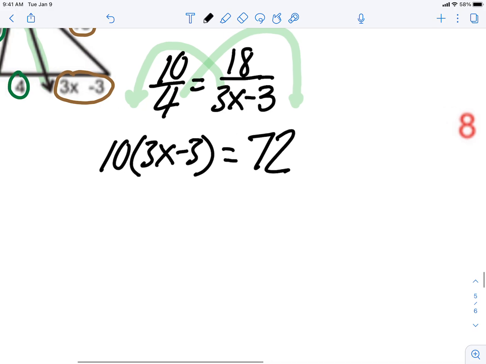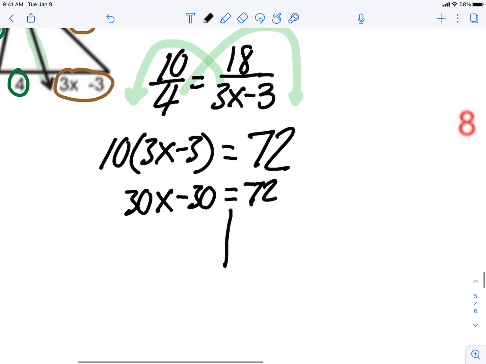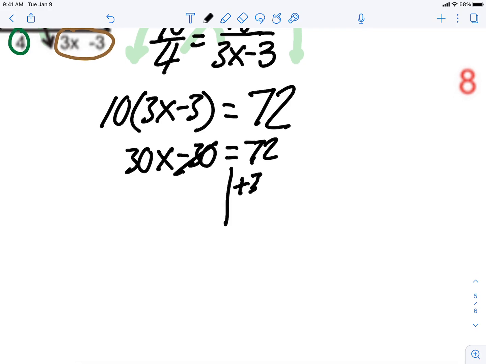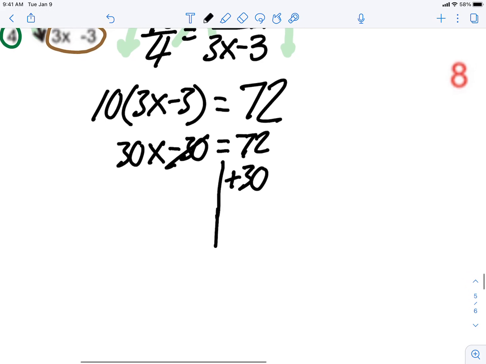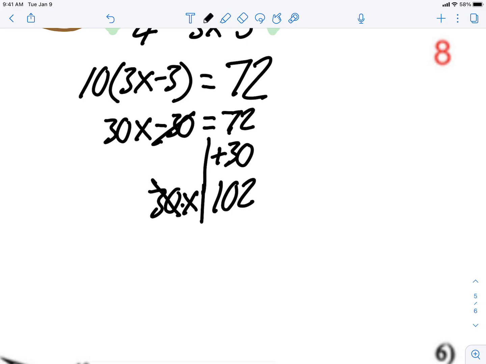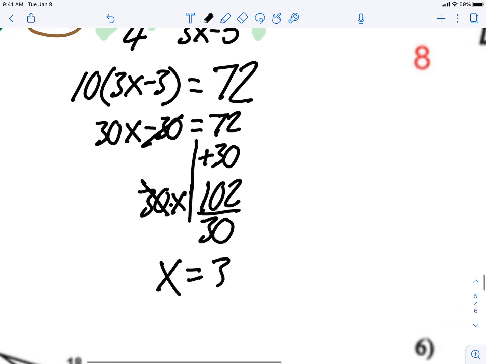So now I got to distribute this 10. 10 times 3x is 30x. 10 times negative 3 is negative 30, which is equal to 72. I'm going to bring negative 30 over as plus 30. And I'm left with 30x, and 72 plus 30 is 102, right? The opposite of multiplying by 30 is dividing by 30. And I get x is equal to, I use a calculator, and I get 3.4.